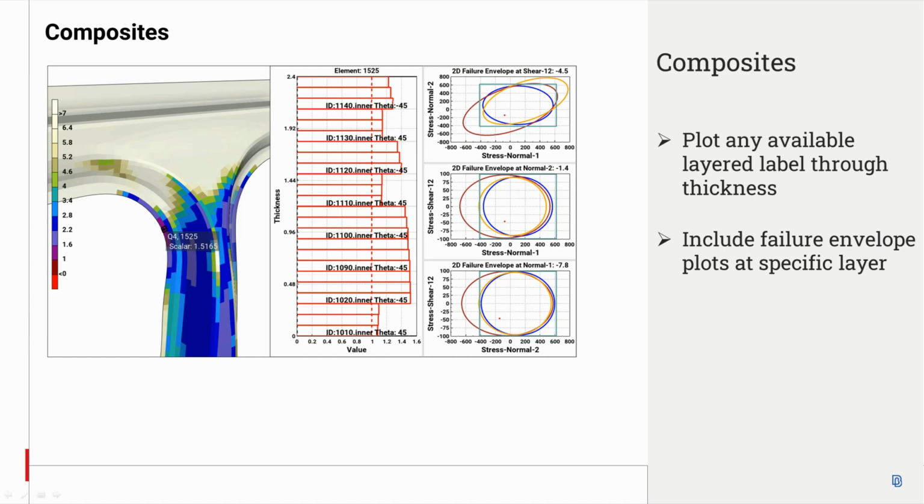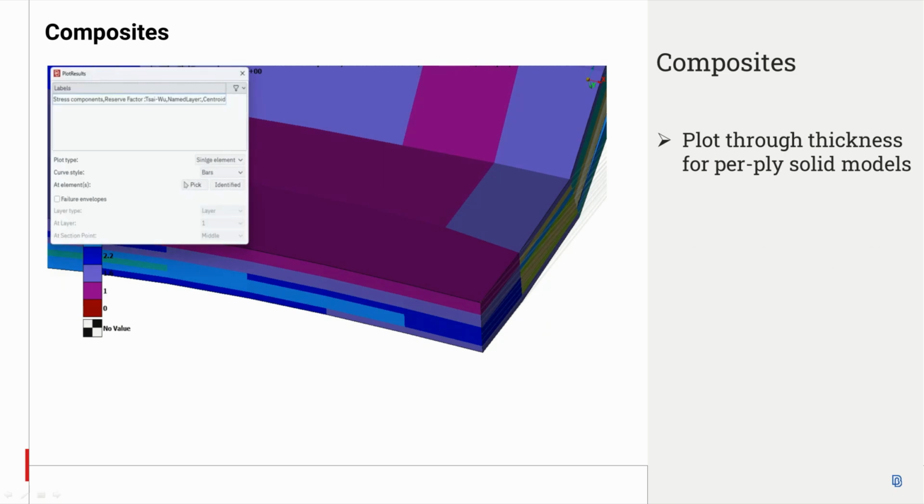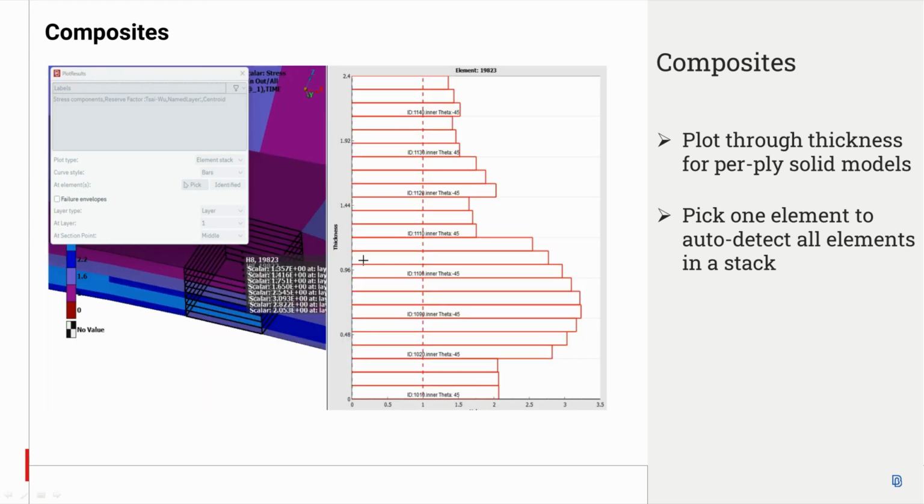If stress tensor results are available, the failure envelope results for max stress, Tsai-Wu, Hill, and Hoffman criteria may be plotted at a specific layer. For solid models with more than one element through the thickness, a plot may be produced for the entire element stack. Picking one element of the stack is only needed. The rest of the elements are collected and results are shown in a single through thickness plot.